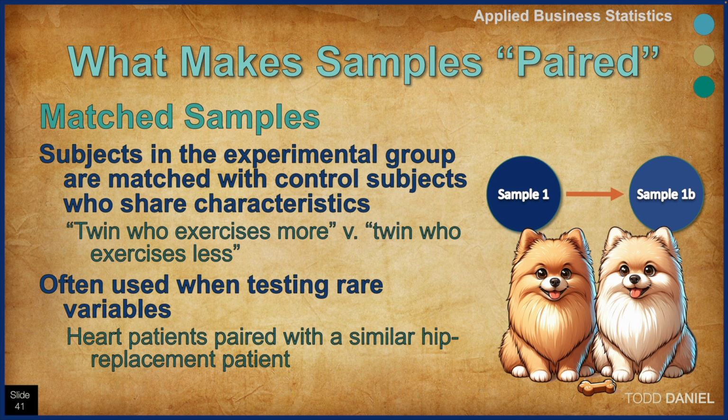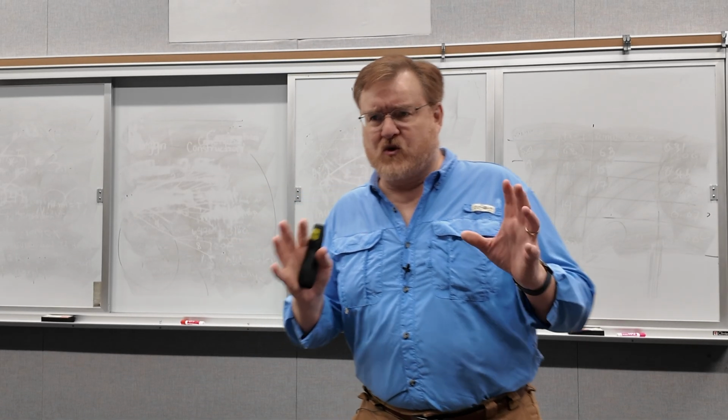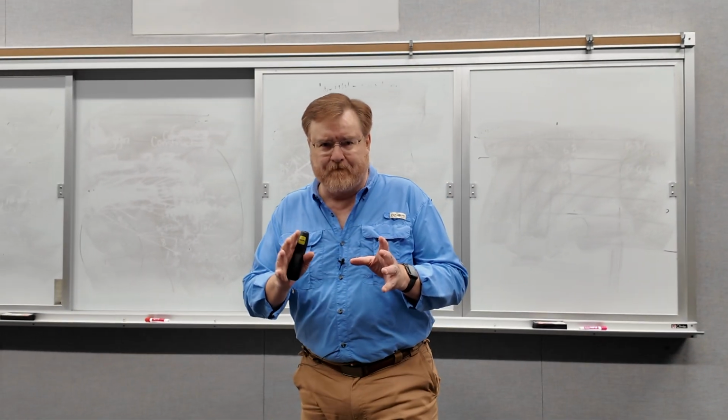This is often used when we're testing rare variables, or ones where it's very difficult to get someone who's the same, or we don't have the twin. So what we might do if we're studying heart patients is we need somebody else in the hospital who is of similar height and weight and smoking characteristics, and so forth. So what we do is we get the archival data from hip replacement patients. We find matching individuals, we match them up with the heart patients, and we can do a comparison study of what happened based on some treatment that was being done. Now, I mentioned that difference score, and I need to go back to that to explain what we're doing.